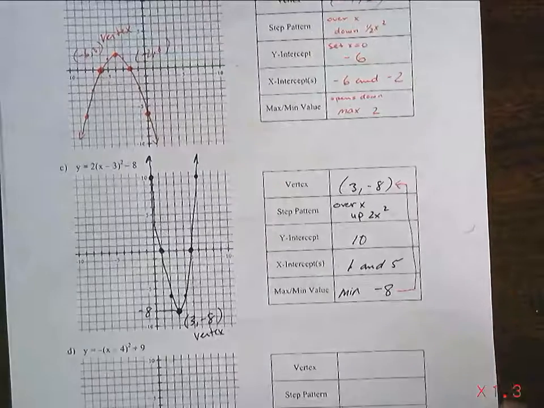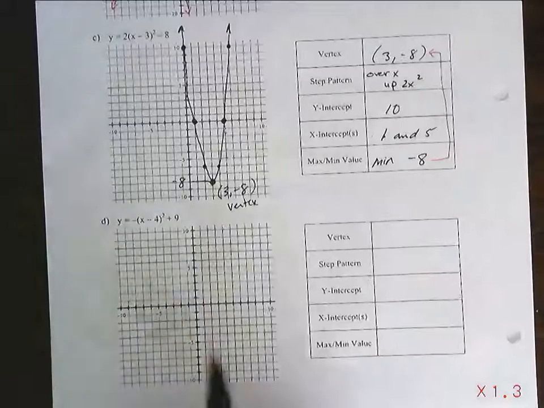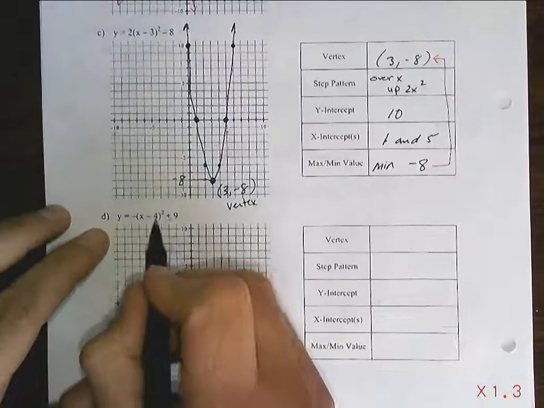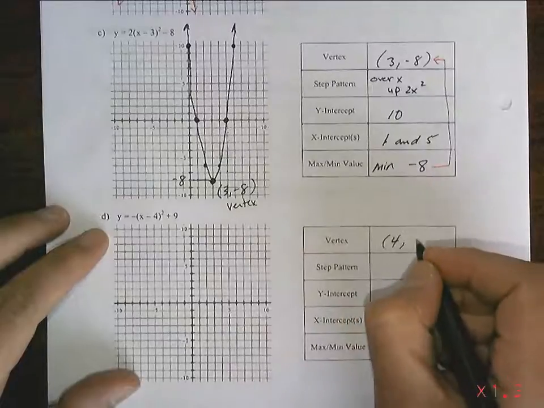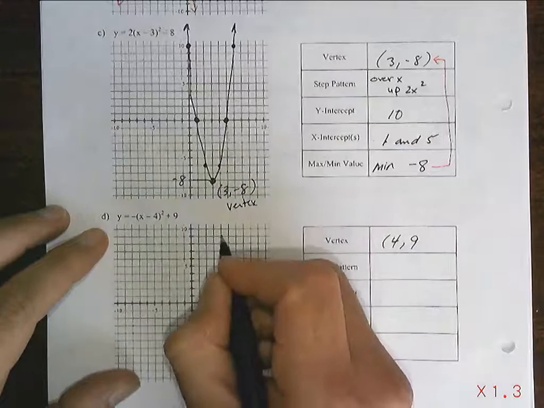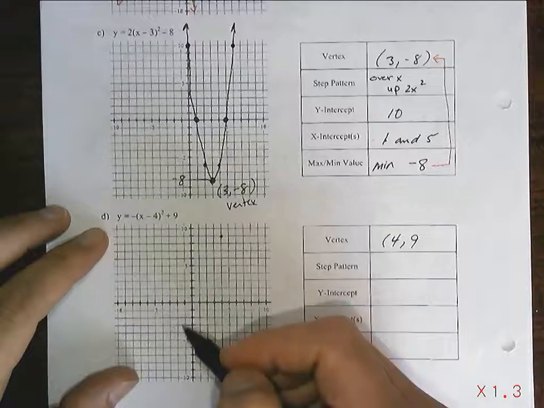Last one on this sheet. We have a negative, which is a reflection. We have a shift to the right and a shift up 9. So my vertex is 4, 9. It's going to open down, so it's going to come down this way.